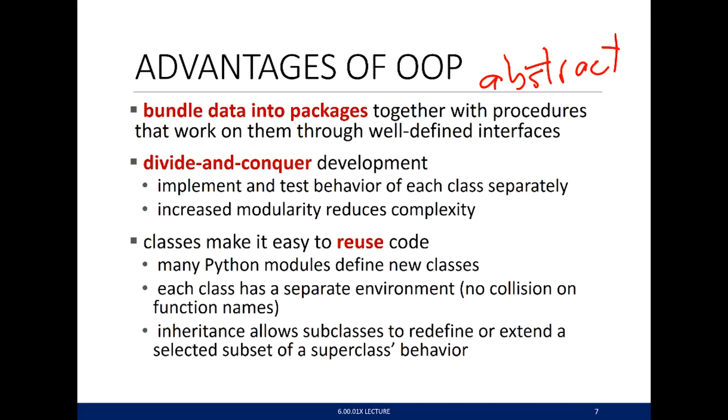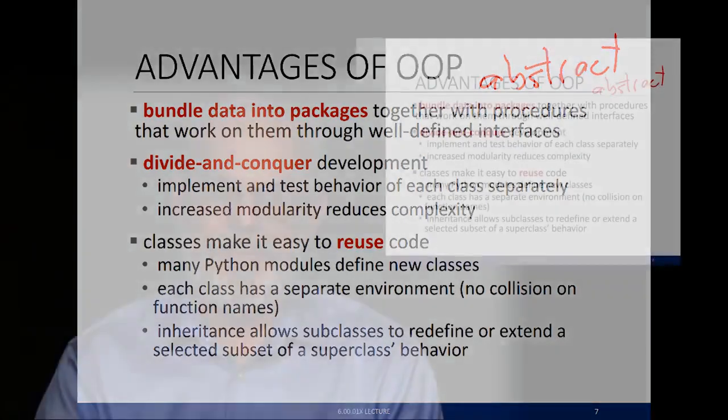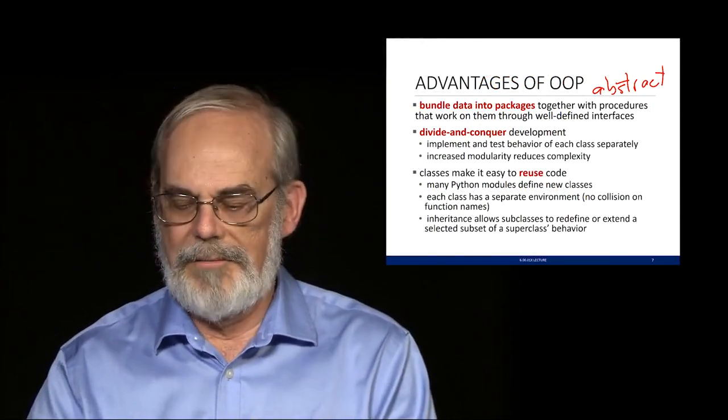In fact, many Python modules define new classes inherently, and each class therefore has a separate environment. That means I don't have any collisions over the names. If I want to use a method with a particular name in one class, I can use a method with the same name in another class because they're captured inside of a module. And as we'll see a little later on, we're going to have the notion of inheritance in which we can define subclasses of classes that will capture or inherit behavior of its parent class and potentially modify it. But it makes it easier for us to write code because we don't have to write the same behavior for every class if in fact we can have it captured in a single class. We're going to take those ideas and now start to make them much more concrete.